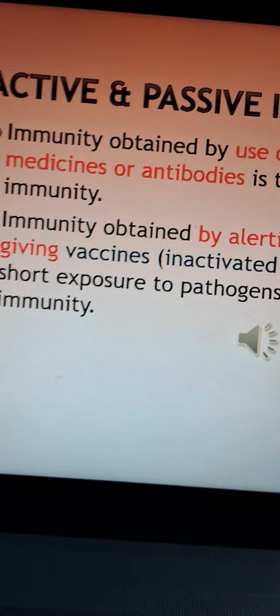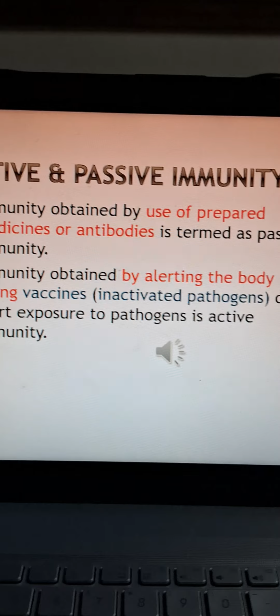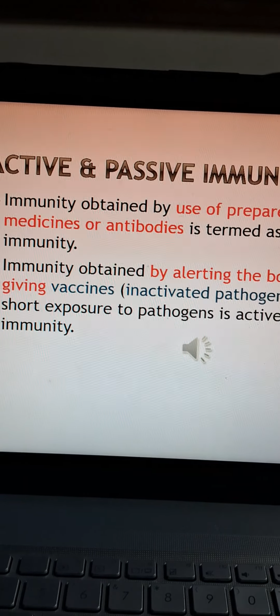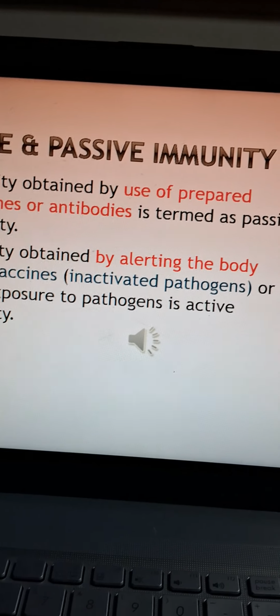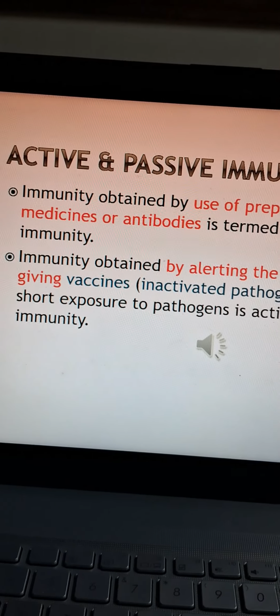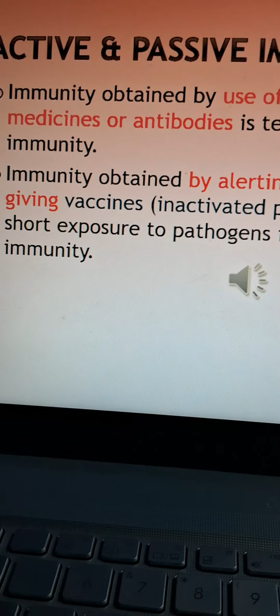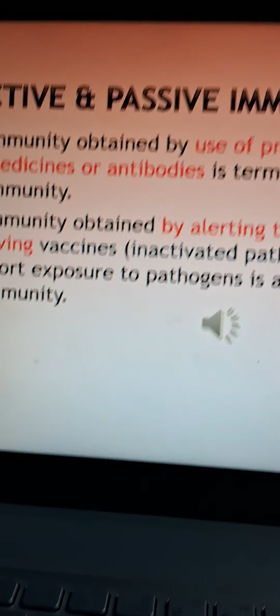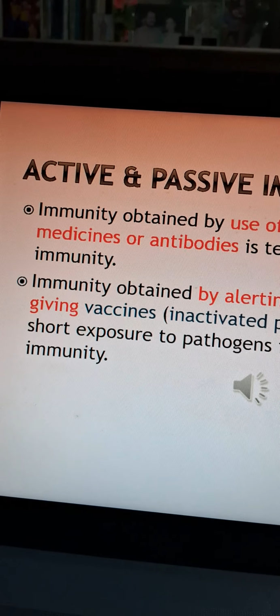The body can have two types of immunity, active and passive. Immunity obtained by use of prepared medicines or antibodies is termed as passive immunity. Immunity obtained by alerting the body, giving vaccines, or by short exposure to pathogens is active immunity. Vaccines are inactivated pathogens which alert the body and induce the production of antibodies by which defense can be attained.